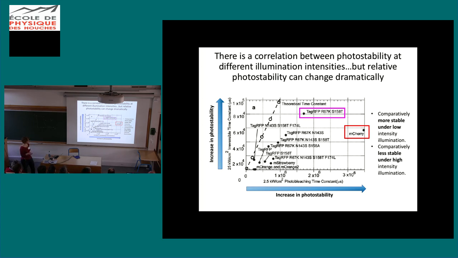But there are some distinct outliers that are interesting. So here, if you just look at these two fluorescent proteins, what you see is that comparatively, mCherry here is much more photostable at low power compared to high power. So it's really off of this general trend line. And conversely, this particular mutant is a lot less stable at low power compared to what it is at high power. Okay.